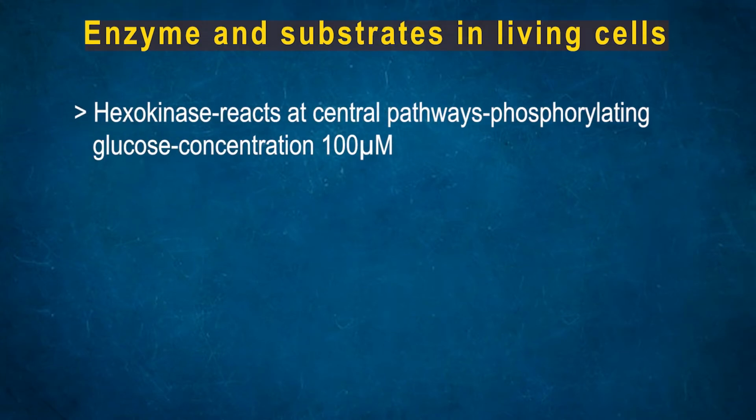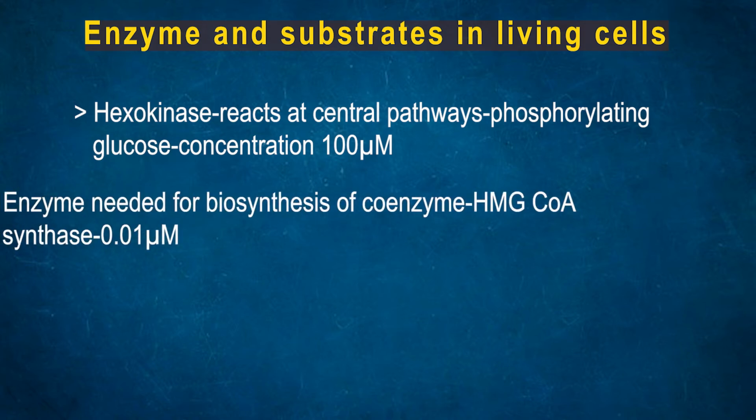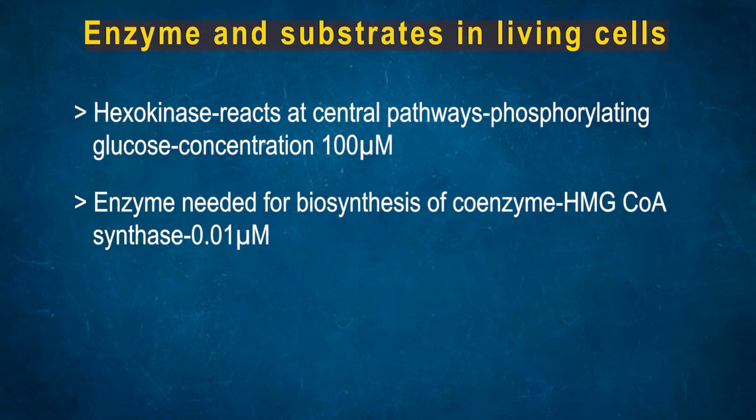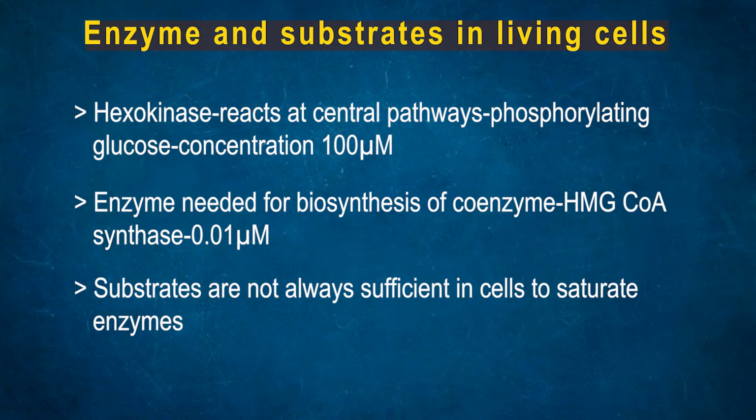Enzyme and substrate in living cells. Some enzymes are needed in high concentration, some in low concentration. Hexokinase reacts in the central metabolic pathway to phosphorylate glucose, so its concentration is 100 micromolar. But an enzyme needed for biosynthesis, like HMG-CoA synthase, which is needed for the biosynthesis of some coenzymes, is not needed so much. Its concentration is very low, 0.01 micromolar. The substrates are not always sufficient in cells to saturate the enzymes.